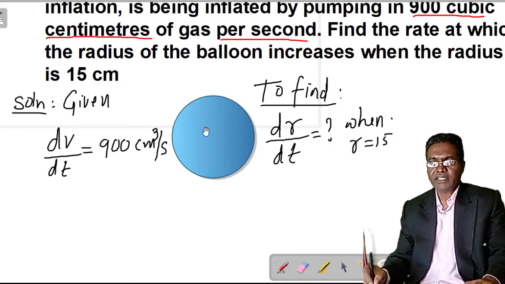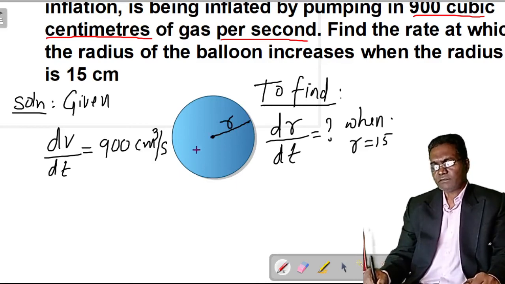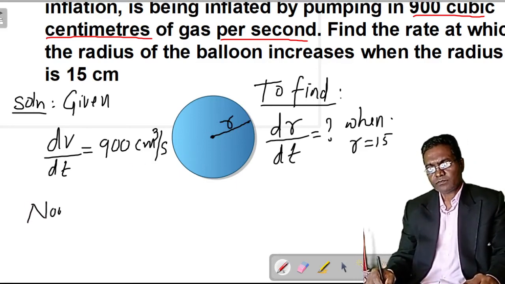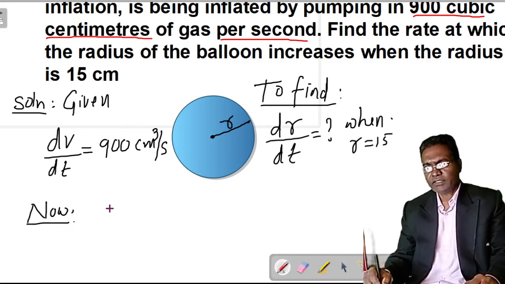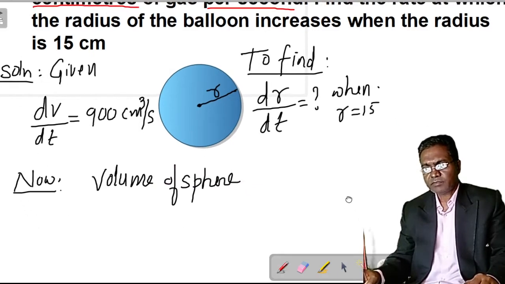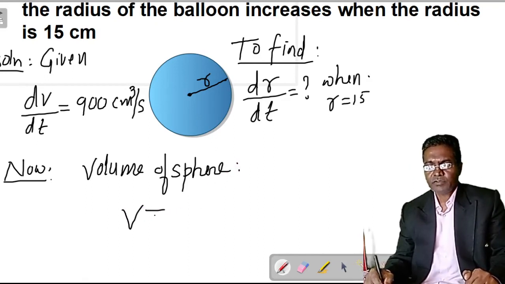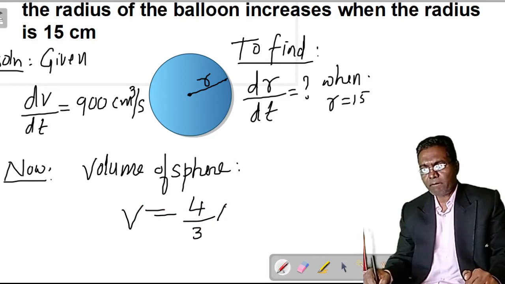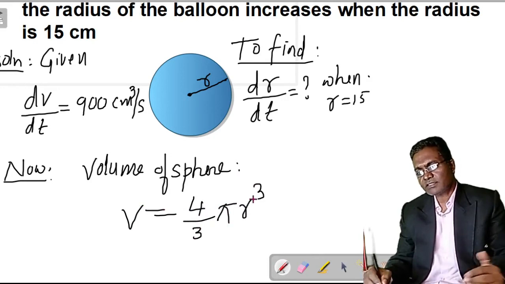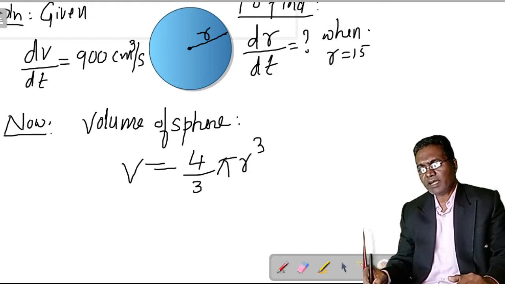Okay, so r is the radius here. So better you draw this figure, then no need for explanation. So this is your r. Now we are concerned with volume. So the volume of a sphere or spherical balloon, whatever you write, the balloon is in the form of a sphere. So the volume of a sphere is, you must know this, 4 by 3 pi r cube. If you don't know this, then it is impossible to solve this. So V is equal to 4 by 3 pi r cube.